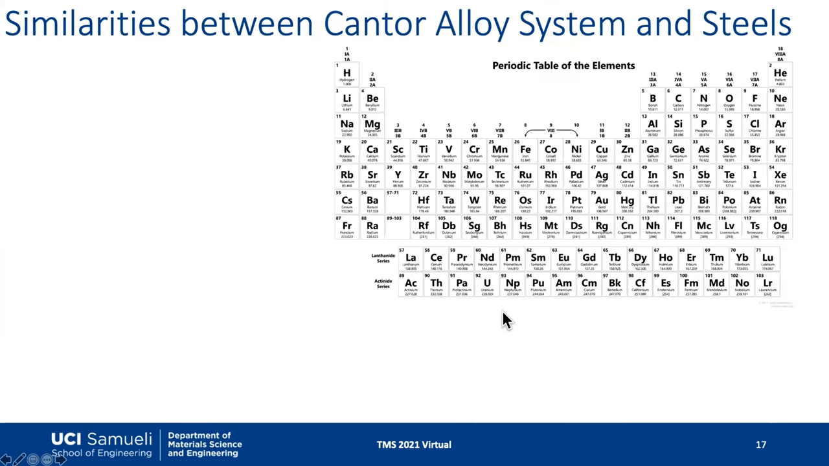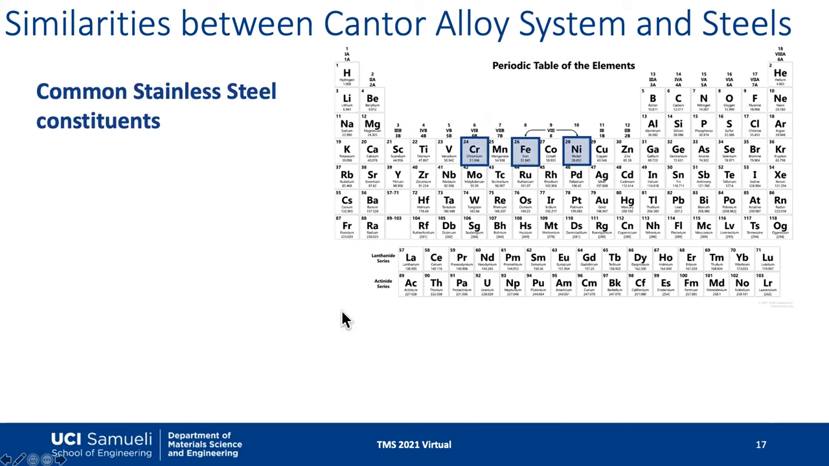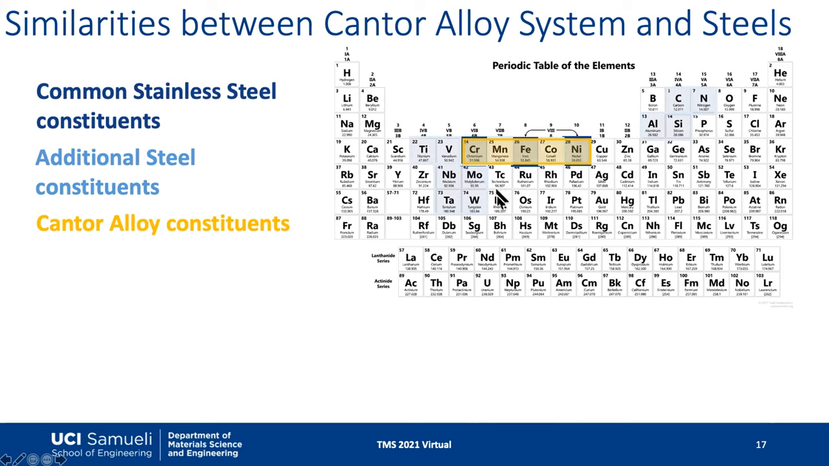So the similarities between the Cantor alloy system and steels is summarized here. We will see a summary of FCC-based HEAs surrounding the Cantor system, and as I said, how similar these are to steels. So we're mapping here the common steel constituents, mapping other steel constituents to the periodic table, and mapping the Cantor alloy. Given the similarities, it is not surprising to see steels exhibiting similar behavior.